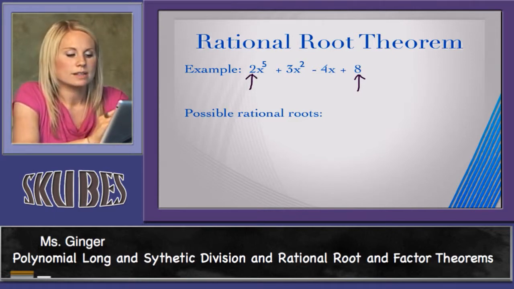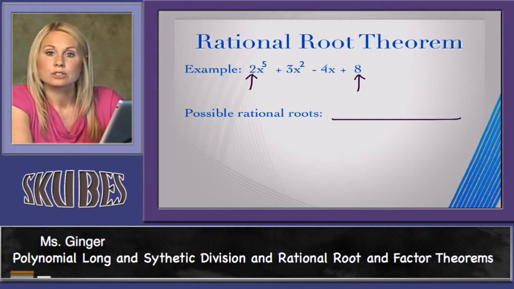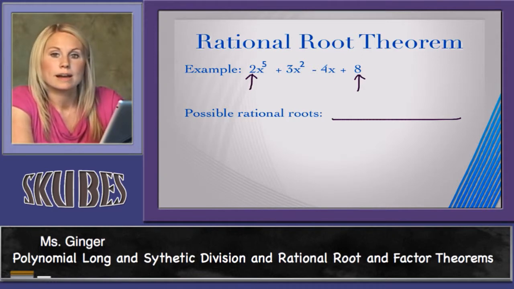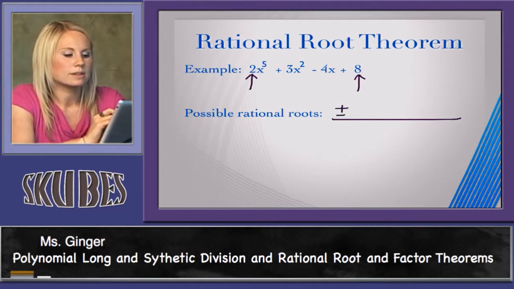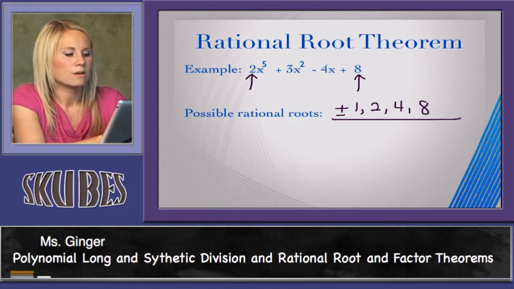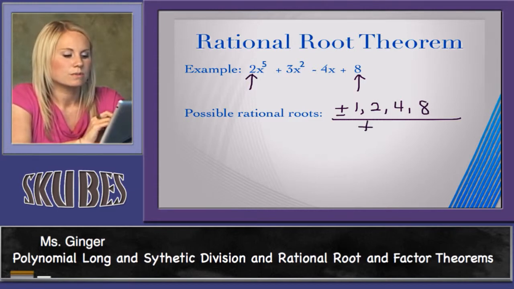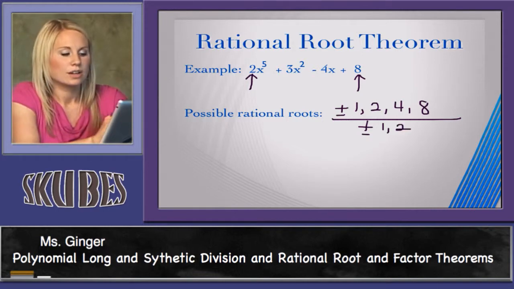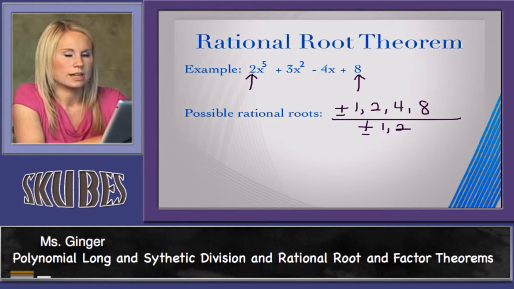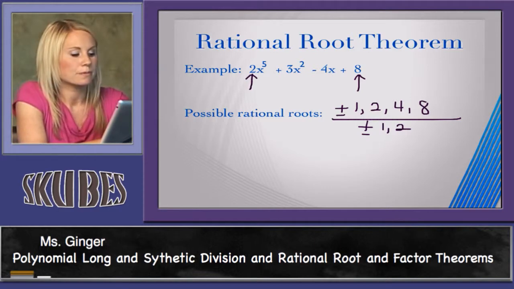First, on top I need the factors of the constant term. So things that 8 can be divided by evenly would be plus or minus 1, since everything can be divided by 1, 2, 4, and 8. I believe that's all. And then on the bottom, in the denominator, we need the factors of 2. That's just going to be 1 and 2. Now to create our list from these fractions, we're going to take every top number over every bottom number.